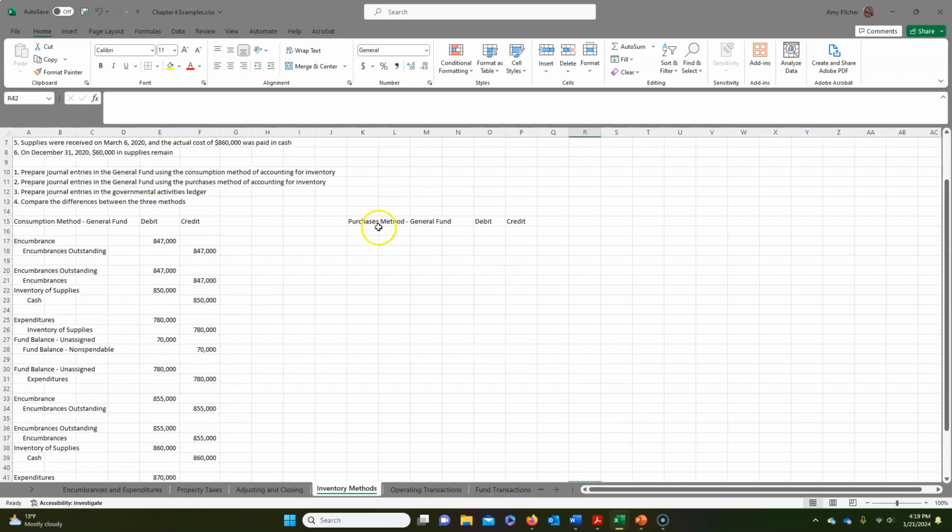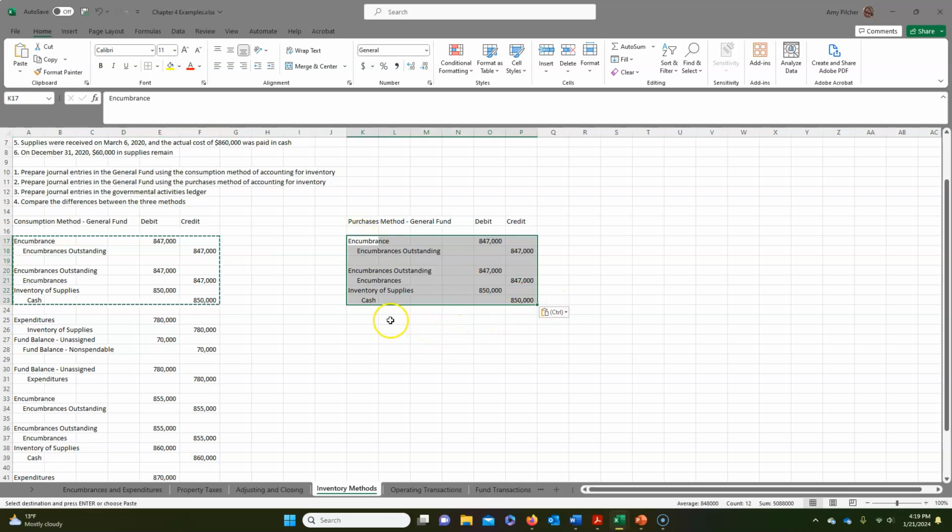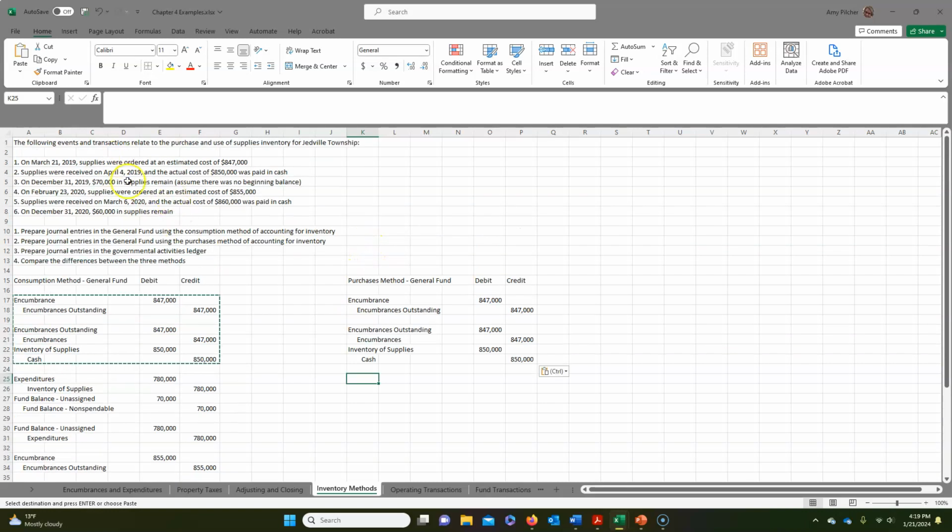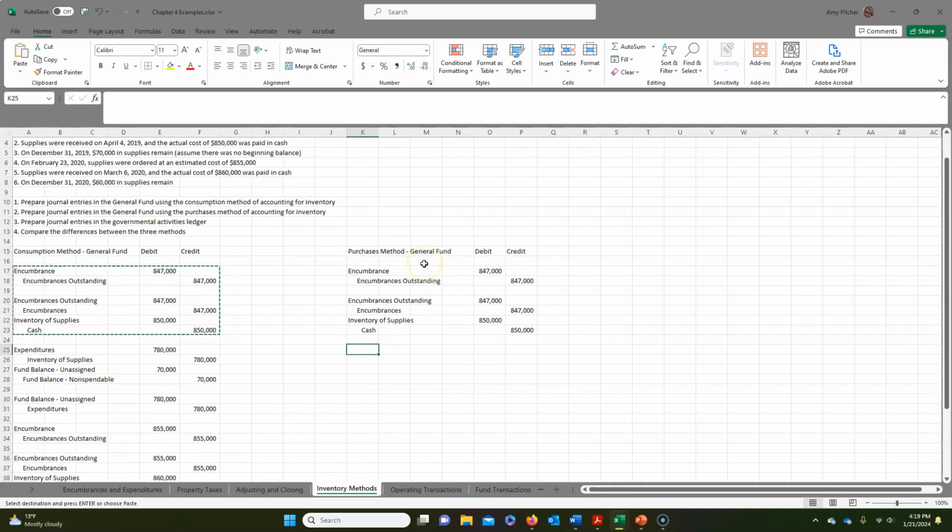Okay, so we have the same at the beginning. We are going to do those two encumbrances, and then we're going to record cash. Okay. So everything is the same at the beginning. It's the end of year stuff that is different. So we recorded the creating of purchase orders and then the receipt of the supplies on April 4th and paying in cash. Now we're on December 31st, 2019, and $70,000 in supplies remain.